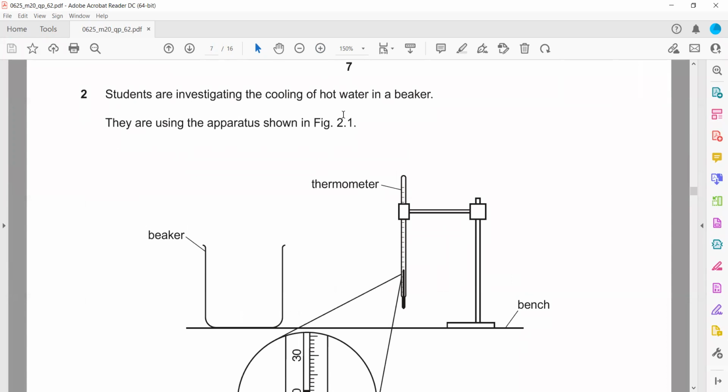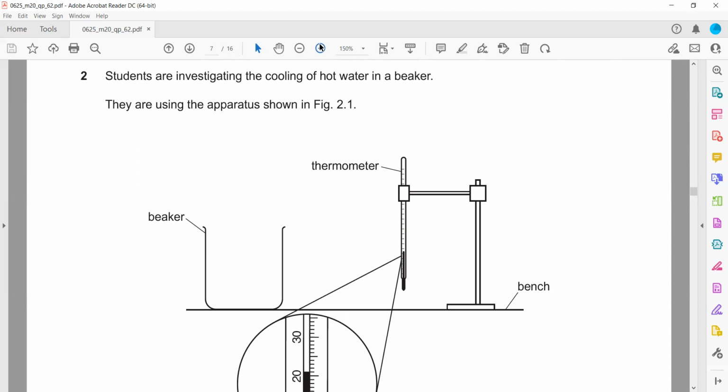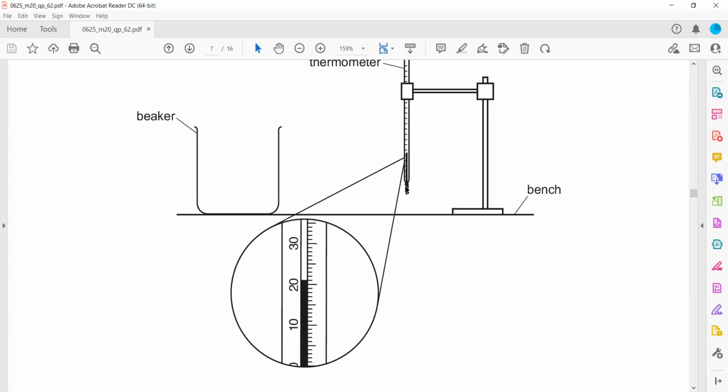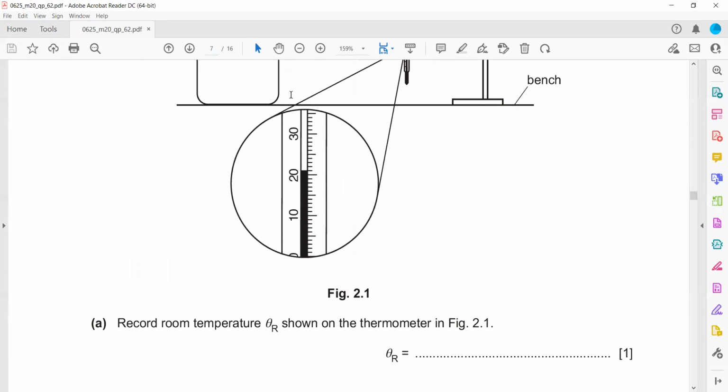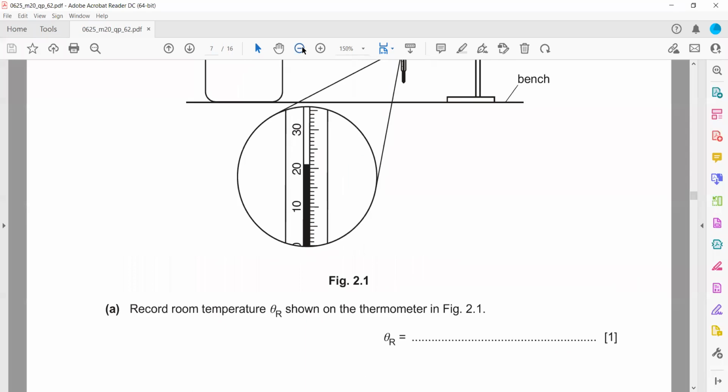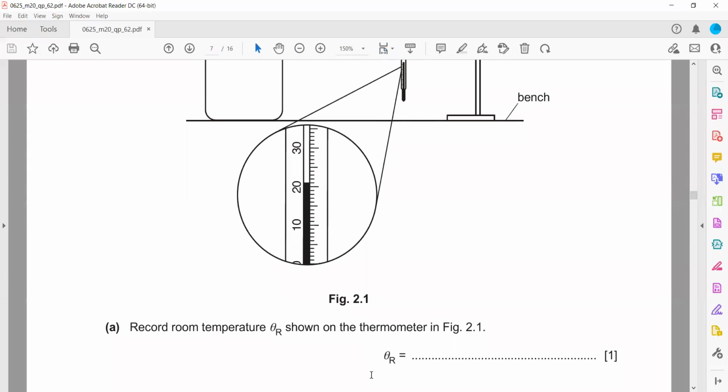Question 2 suggests students are investigating the cooling of hot water in a beaker. They are using the apparatus as shown. Figure 2.1 is the apparatus. So what is the room temperature here? What is the value of the room temperature, theta R? That is 21 degrees centigrade. That's correct.